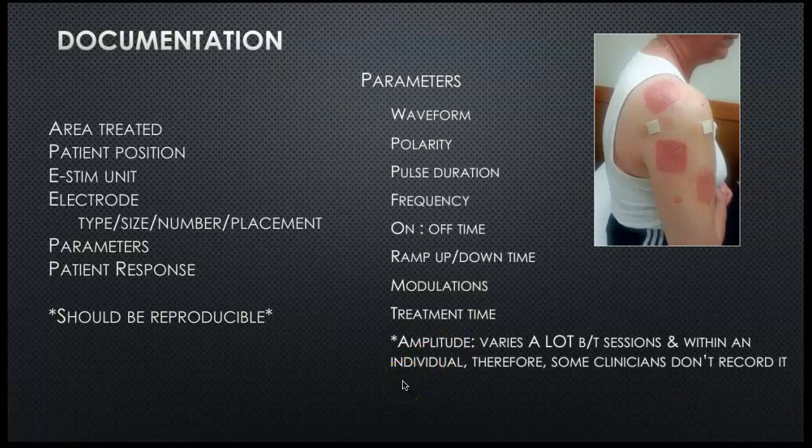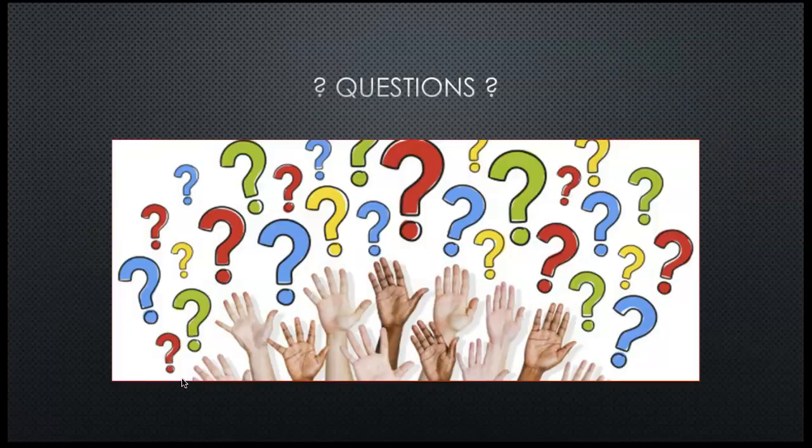Just remember that when you write down all of your parameters and everything in your documentation, it needs to be reproducible. Could your coworker come behind you tomorrow and set this up the same way that you did? And always document how the patient responded. Did their skin look like this afterwards? Or did they respond well? Did their pain go down? Did their motion improve? Whatever. Something objective. Was there any change?